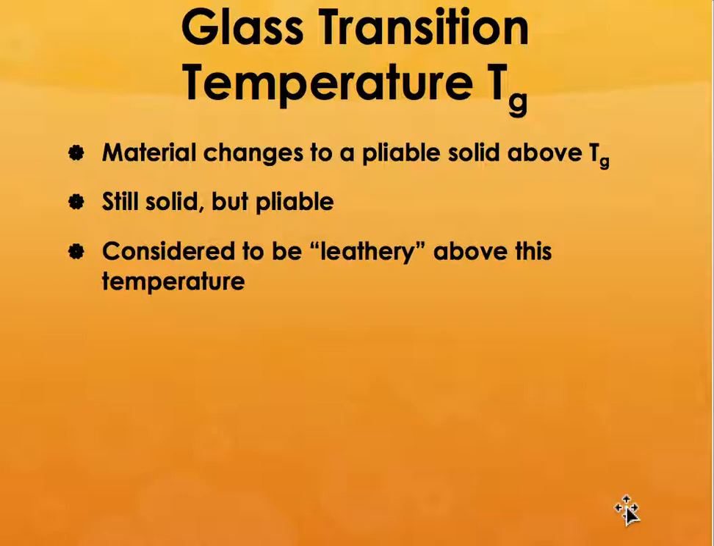Glass transition temperature, on the other hand, is more important for most composite materials because it becomes a rubbery type of material above this glass transition temperature. It is solid but still pliable. So essentially you are saying that it is leathery above this temperature. So let me stop here and continue on the next section after this.